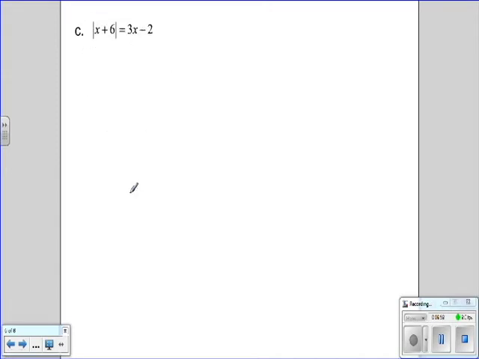Okay, let's try one like this. You can see that we've got the absolute value of x plus 6 equals, and then on the right side we have more than one term, 3x minus 2. The absolute value symbol is by itself, so we're ready to set up case 1 and case 2.